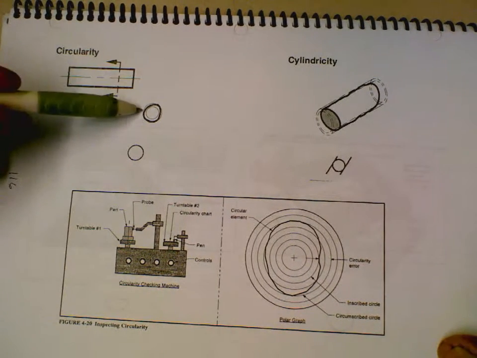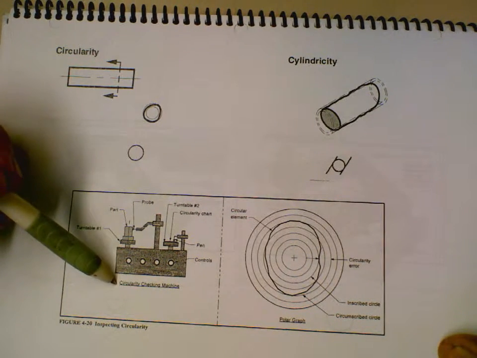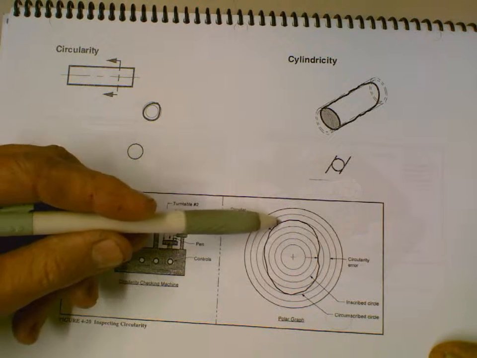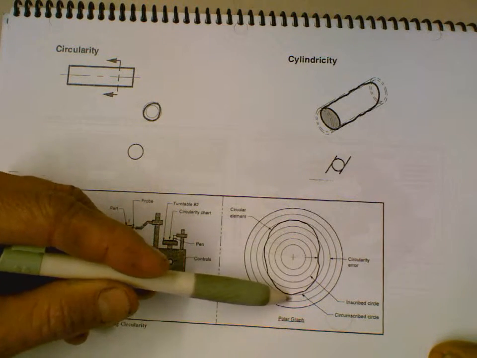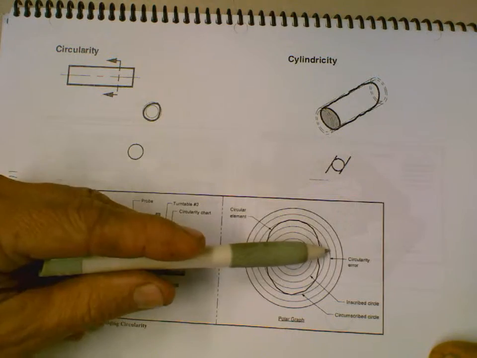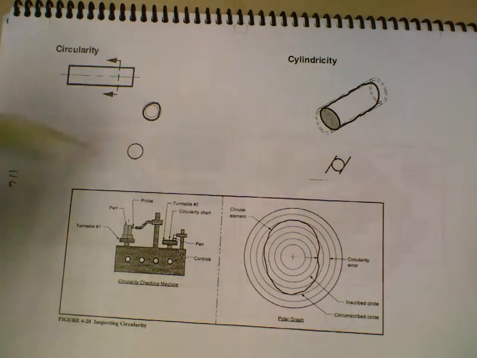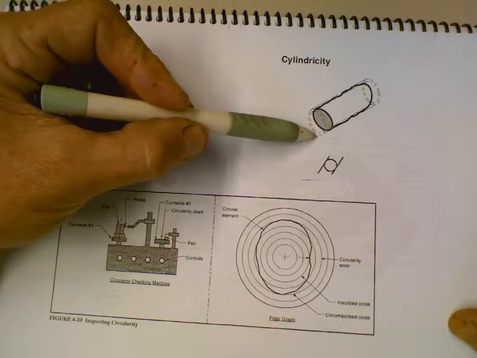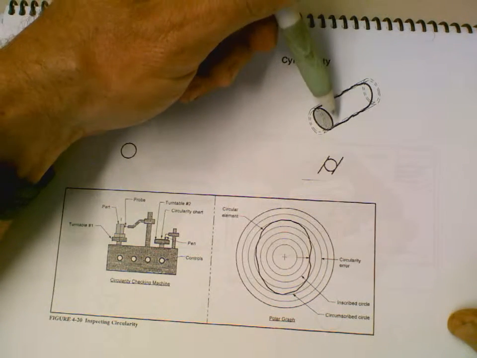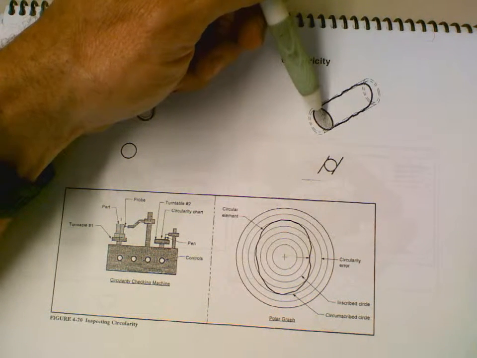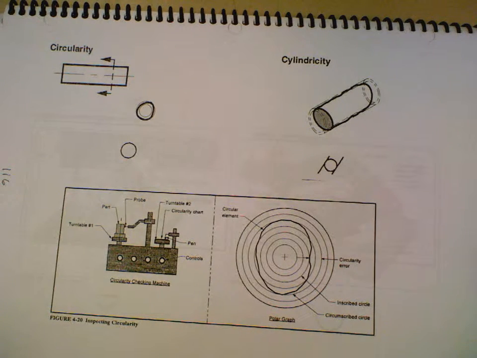See, there's circularity. They're using a roundness checking machine, which runs the probe around the periphery and looks at how round it is, and it magnifies, and then you may have your minimum and maximum error in there, and that way you can compare it. And cylindricity, again, is a three-dimensional check. It checks not just one spot, but also down the length to create a sleeve of points that would be a cylinder. So if you're making pistons that go in a cylinder, you would check the piston for cylindricity.